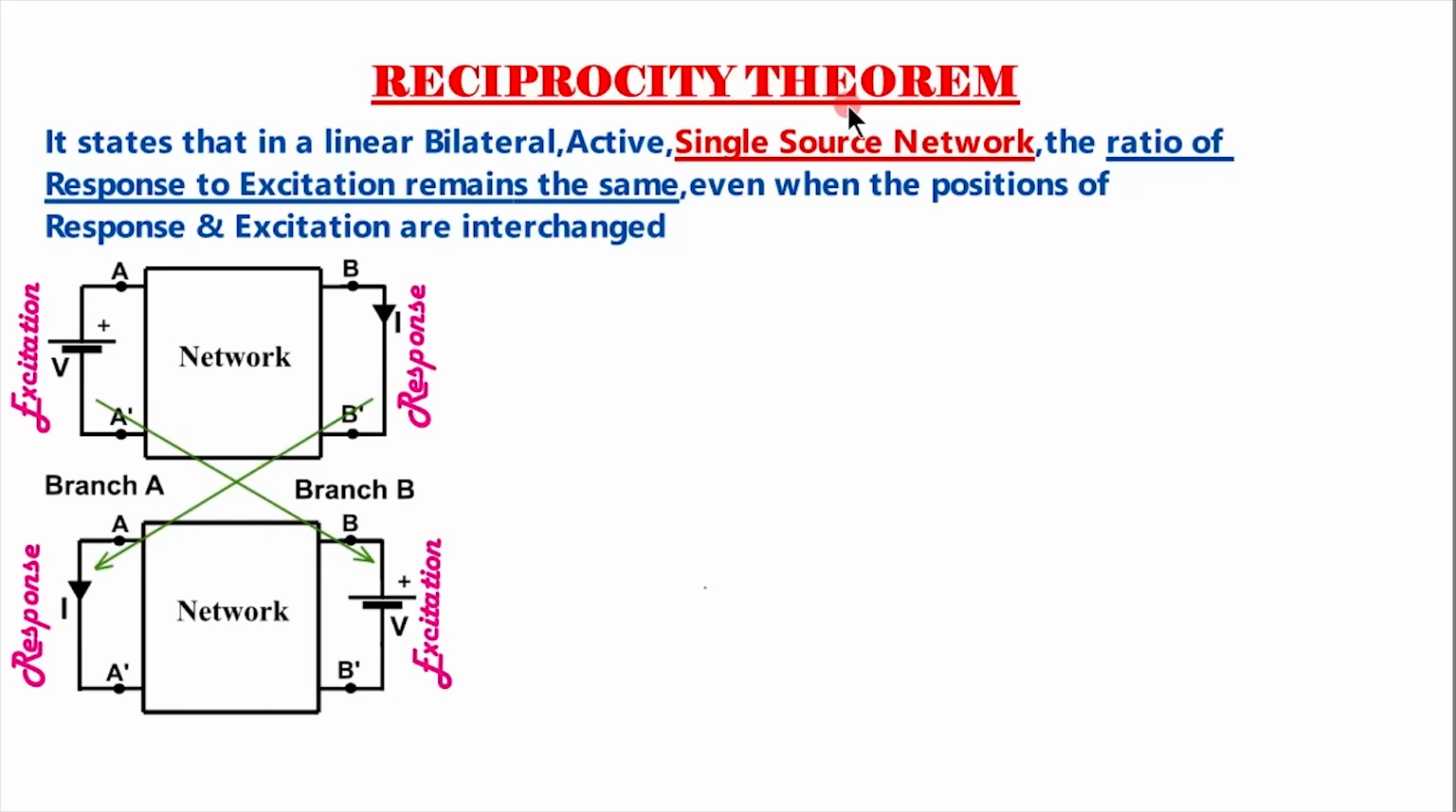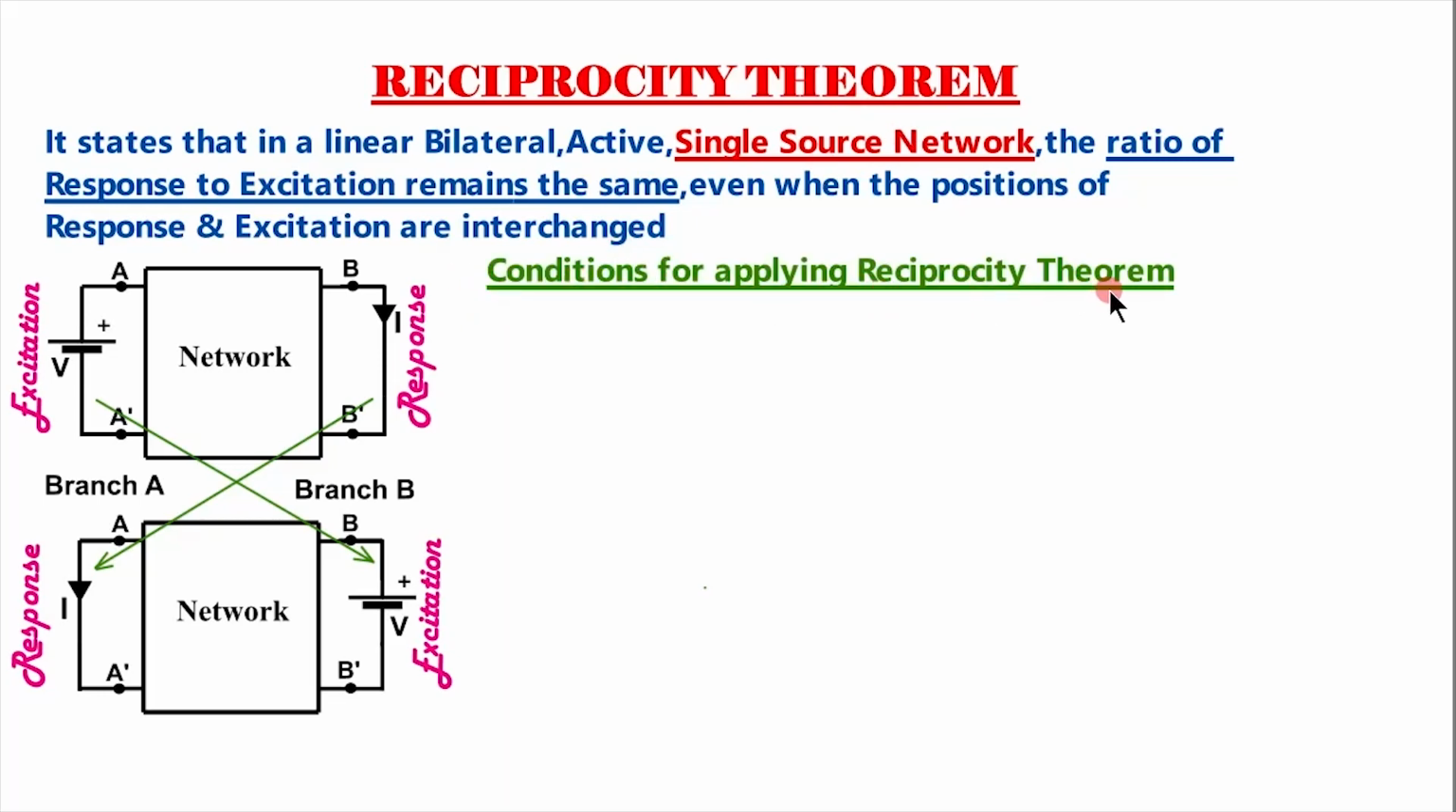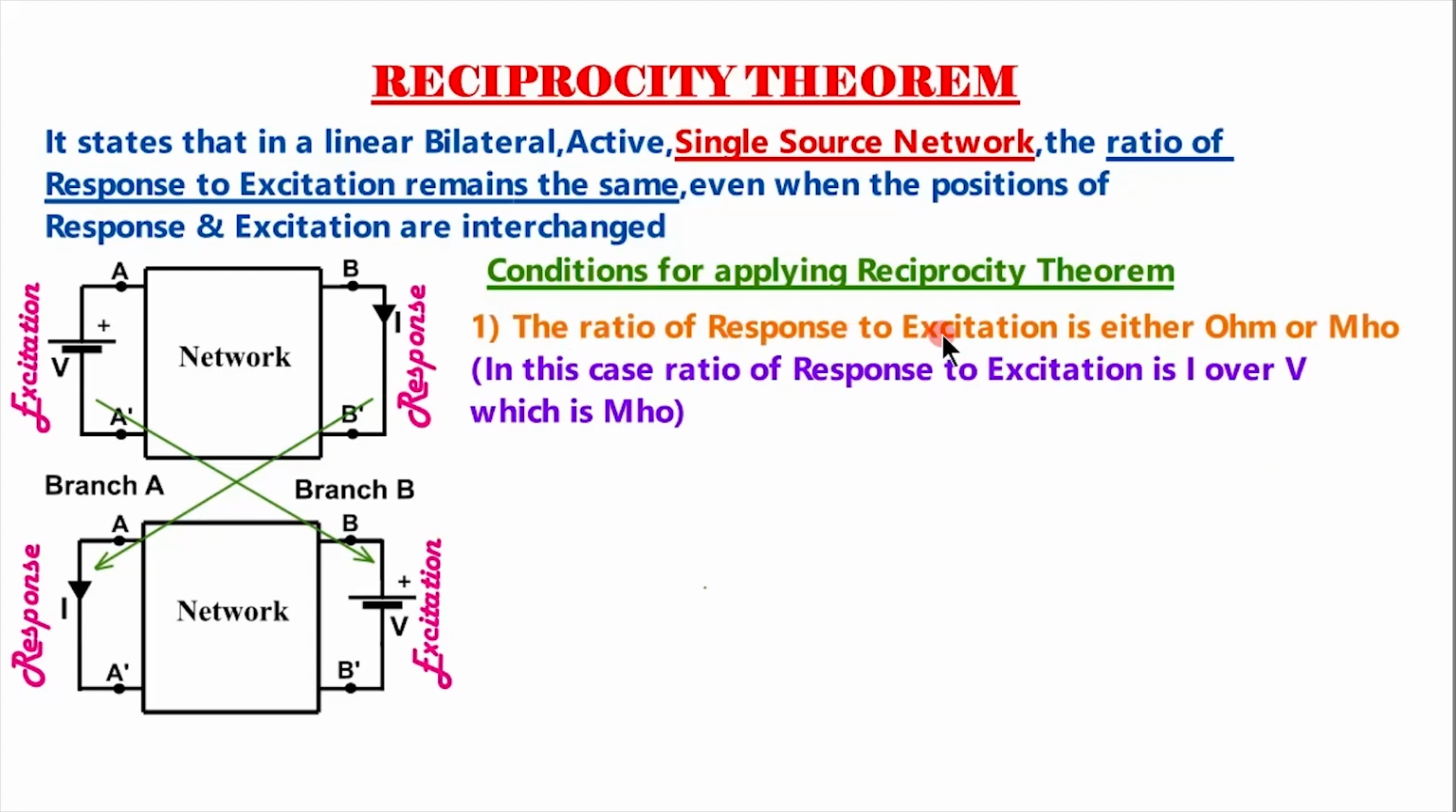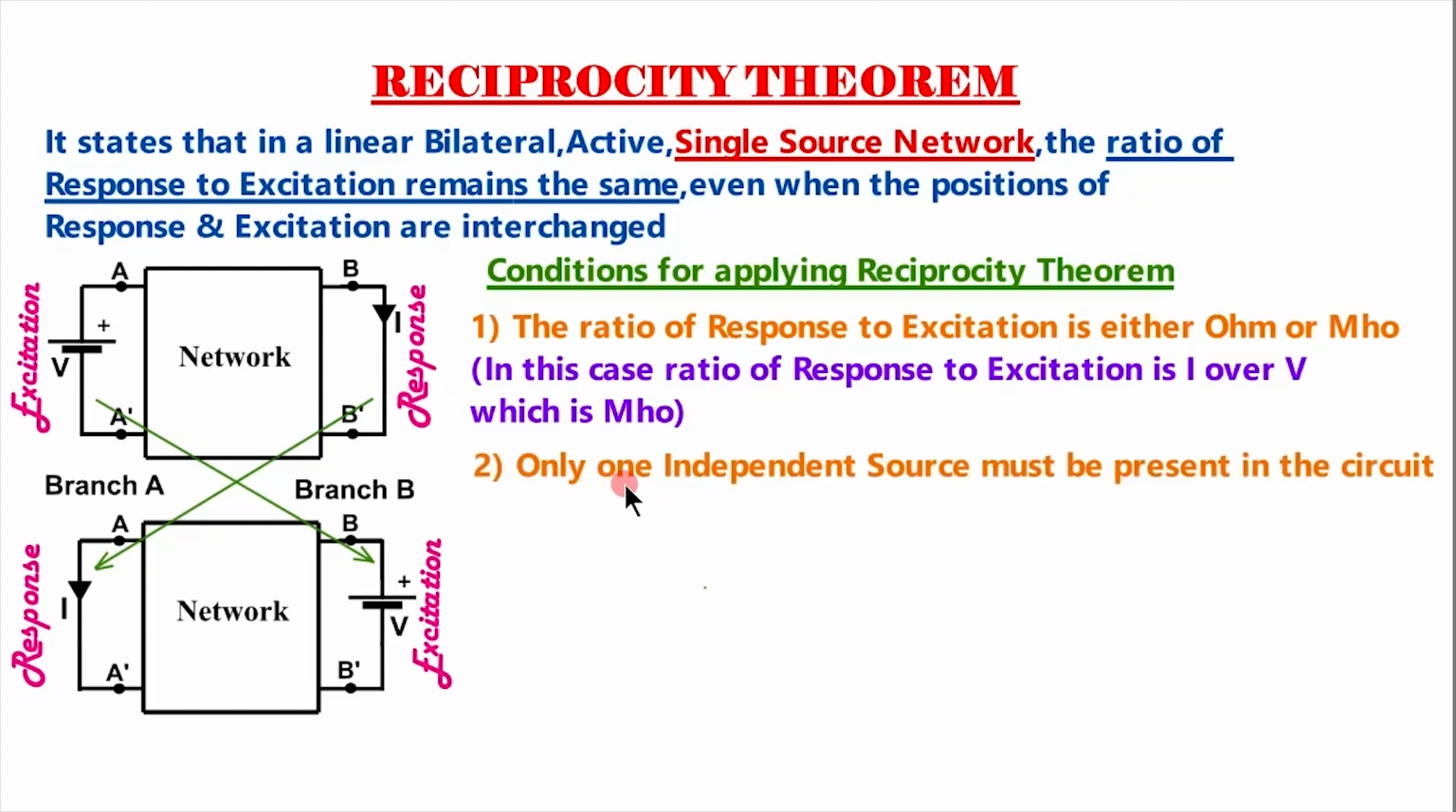For applying the reciprocity theorem, certain conditions must be satisfied. Conditions for applying reciprocity theorem: the ratio of response to excitation is either ohm or mho. In this case, we have taken response to excitation, that is I over V, which is mho. Second condition is only one independent source must be present in the circuit. Third one is no dependent source must be present in the circuit. This is an independent source. No dependent source must be present in the circuit.